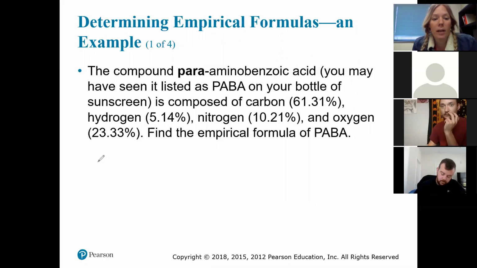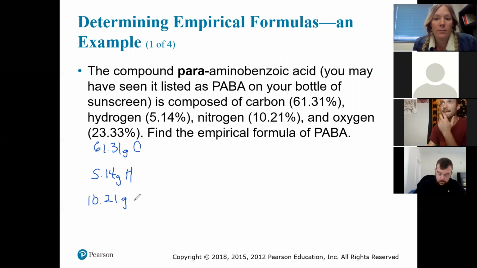So I like to write them out kind of stacked. So carbon, I have 61.31 grams of carbon. I have 5.14 grams of hydrogen. I have 10.21 grams of nitrogen. And I have 23.33 grams of oxygen.